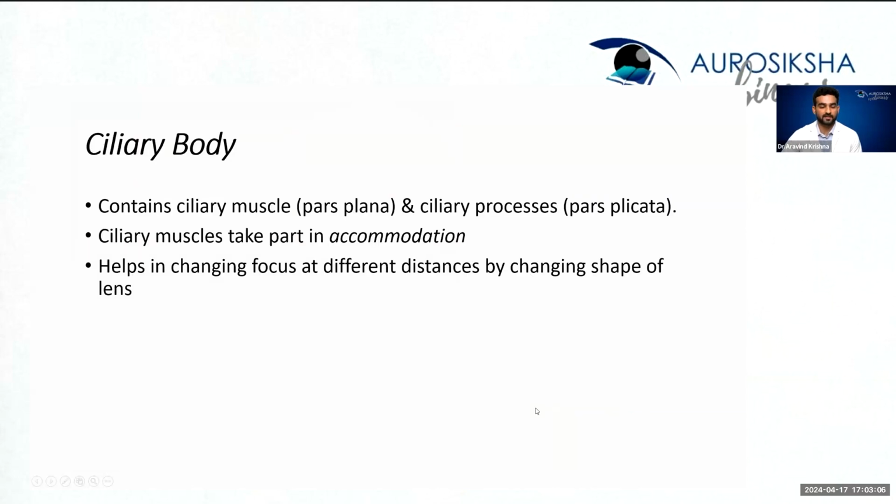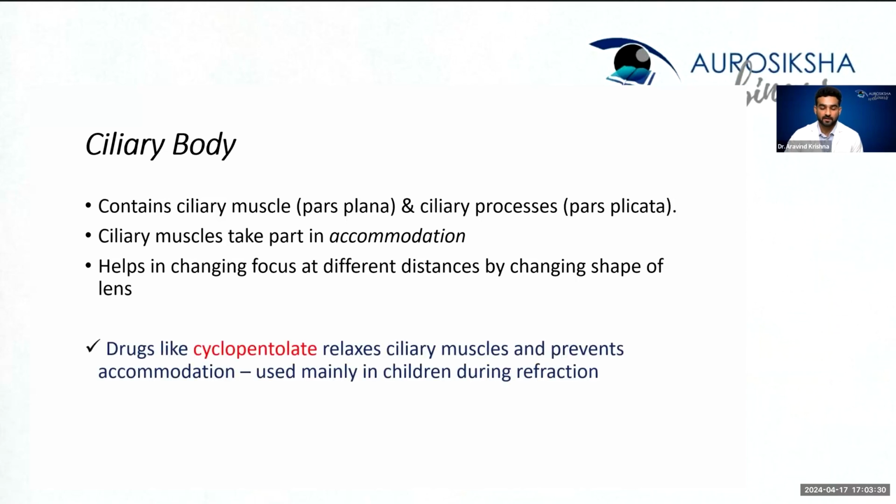Coming to the ciliary body, it contains two structures, ciliary muscles and ciliary processes. The ciliary muscles take part in accommodation. What is accommodation? It is nothing but changing focus at different distances by changing the shape of the lens. Similar to how a camera can change its focus to take images at different distances, that's what the function of the ciliary body does. Drugs like cyclopentolate, which you all commonly use in your clinics, relax these ciliary muscles and prevent accommodation. This is used mainly in children during refraction, especially less than 18 years or less than 15 years, because they have very high accommodative power, and that will give you a wrong value in refraction. Using cyclopentolate will help you in abolishing accommodation.